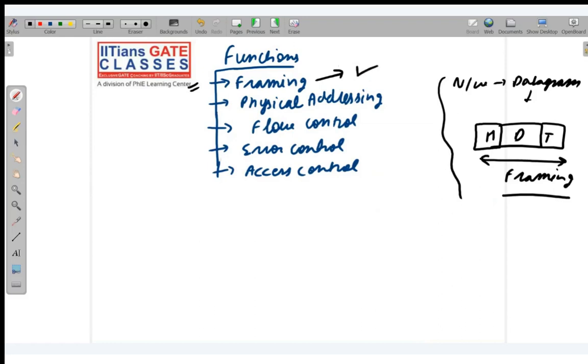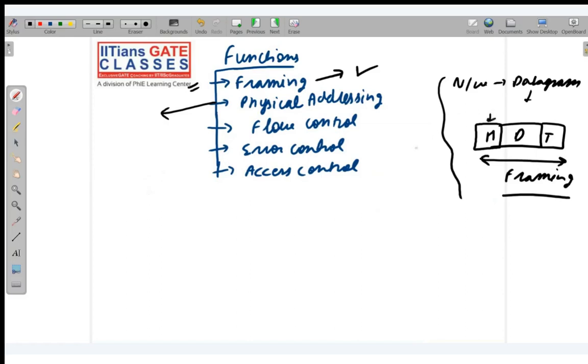So framing is completed. Next is physical addressing. In the previous lecture, if you try to remember, I told you that every computer which is connected to the internet has two addresses: one is a physical address and another is a logical address. Physical address scope is one network or one local area network, or LAN, and logical address scope is the entire internet. See what the header contains.